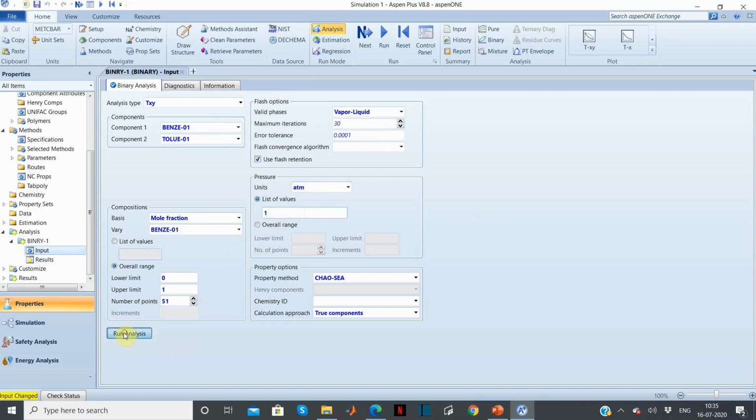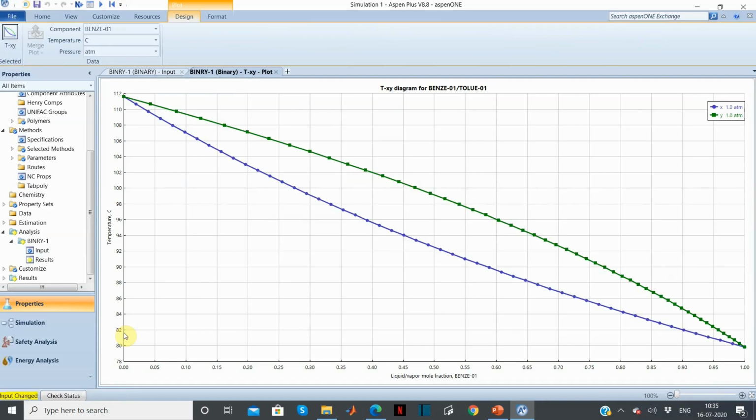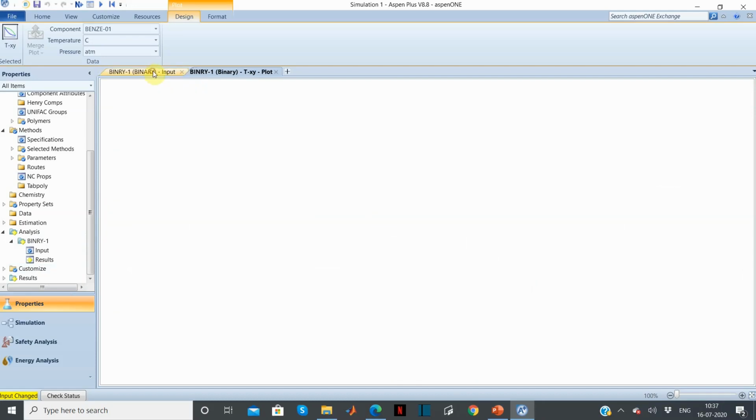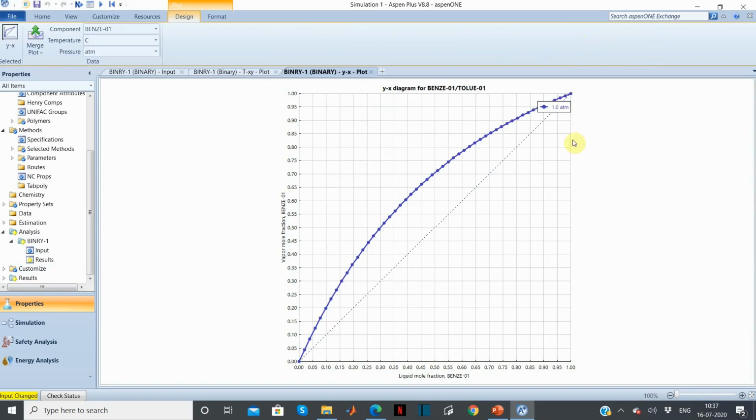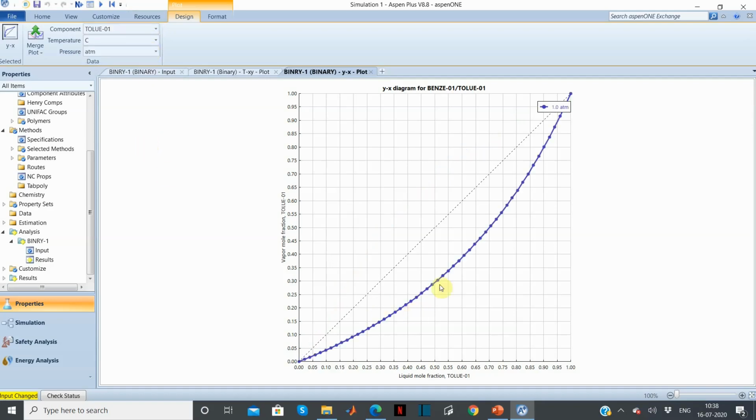Now let us click run analysis. This is the plot we will get. You can also plot x versus y from the plot wizard. Select yx, and this is the yx diagram for benzene and toluene. Here it is one component, which is benzene. You can also change the component to toluene from here and you can see that.